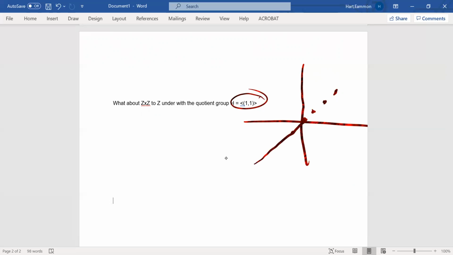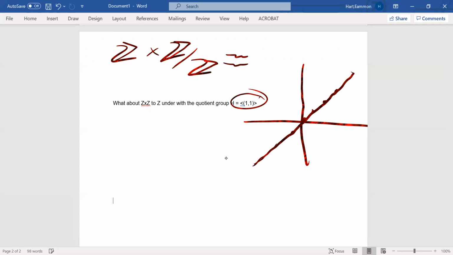Isn't that quotient group just isomorphic to Z? It is isomorphic to Z. Yeah. So that does tell us something important. What would you just kind of naively, not even in an abstract algebra sense, expect this to be isomorphic to? Z. Yeah, right?